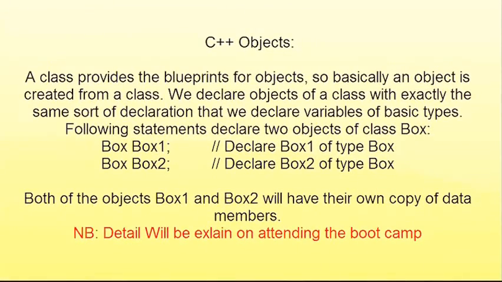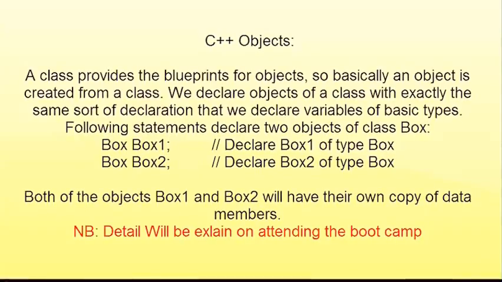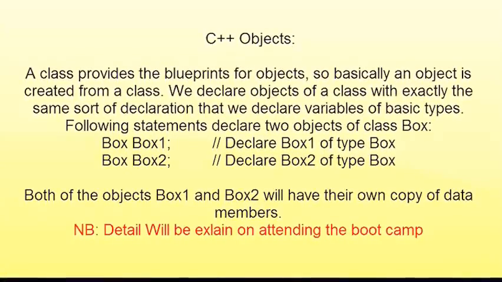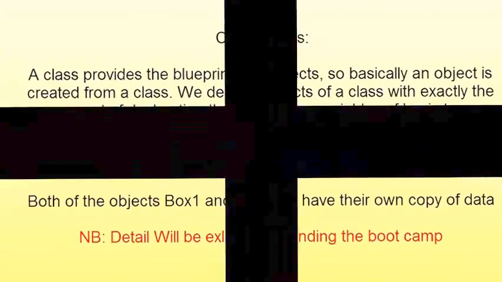Basically, an object is created from a class. We declare objects of a class with exactly the same sort of declaration that we declare variables of basic types. The following statements declare two objects of class Box: Box box1, which declares box1 of type Box, and Box box2, which declares box2 of type Box. Both of the objects box1 and box2 will have their own copy of data members.